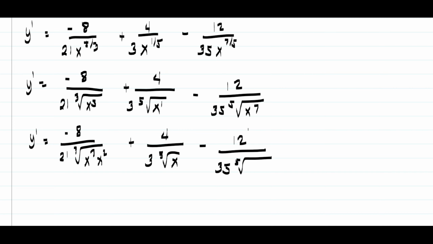And this time our index is 5. We are going to divide or cut the exponent by 5, and that is x raised to 5 and x squared.